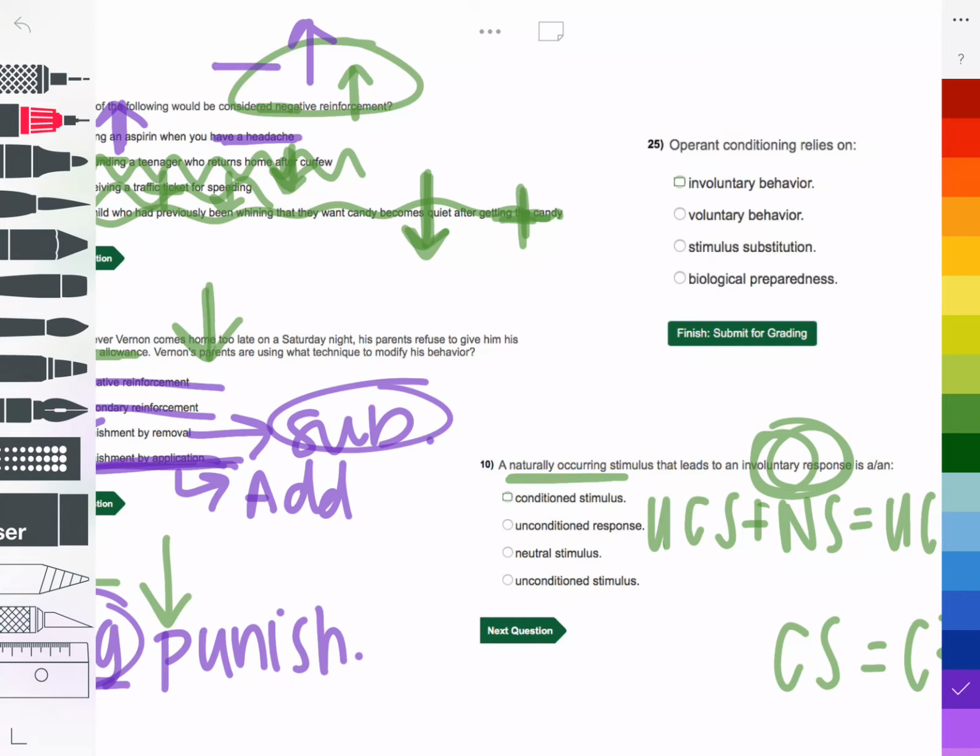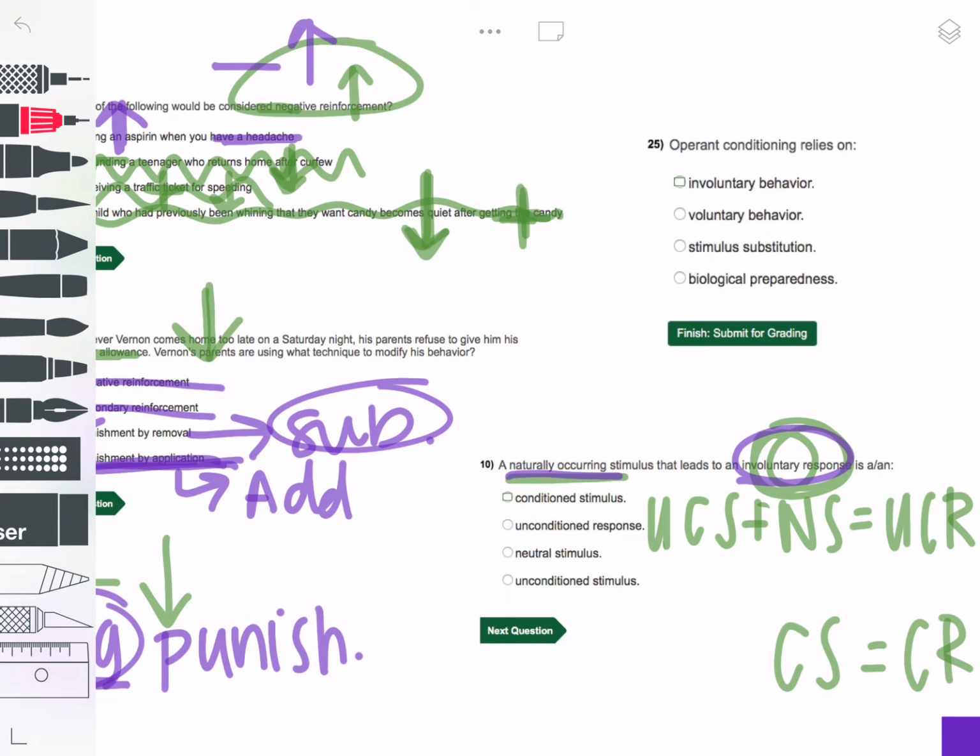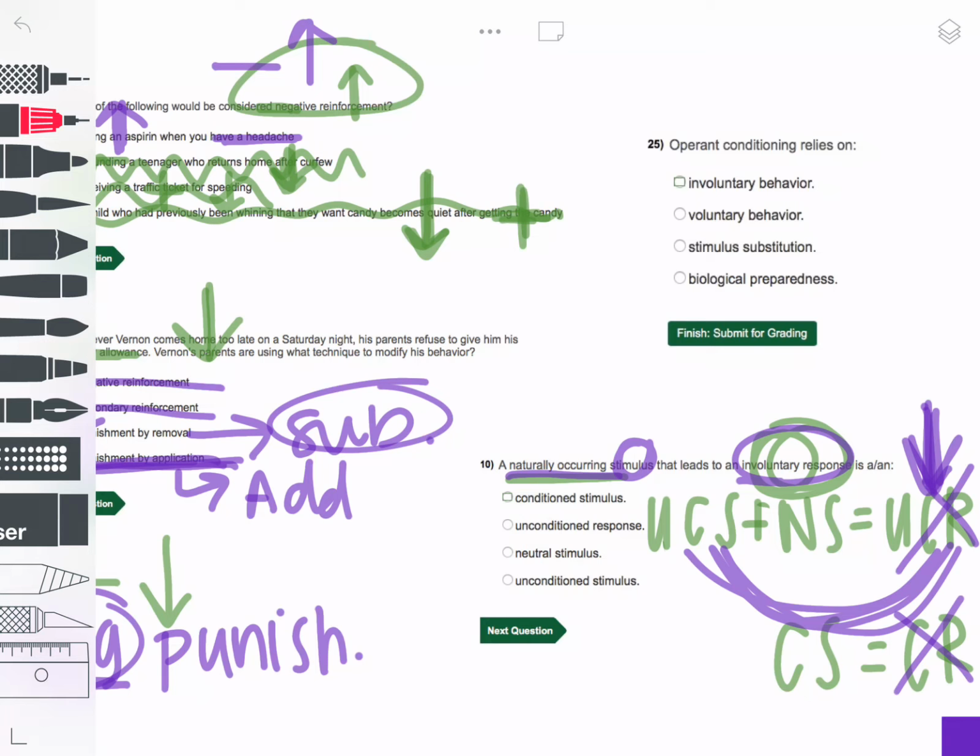What we do here, it says this is looking for something that is naturally occurring, an involuntary response. So we know, since we're looking for some kind of stimulus, the answer is some kind of stimulus. So we can cross these off. And then it wants something that's involuntary. It's something that's naturally occurring and is involuntary. If it's involuntary, it's something that's naturally paired. These two things are naturally paired up. Our unconditioned stimulus will give us our unconditioned response. So again, we already knew it wasn't a response. We crossed that out.